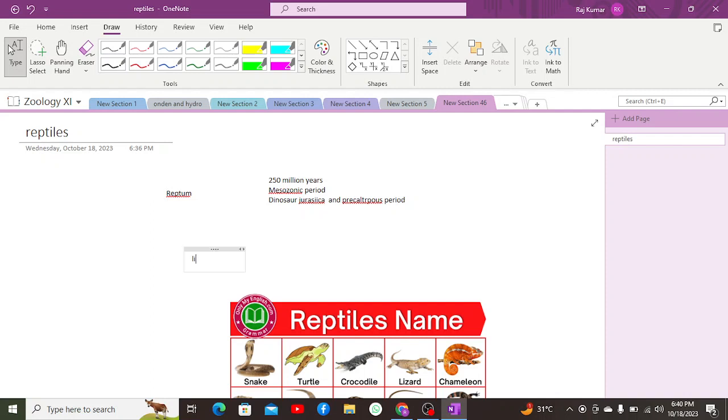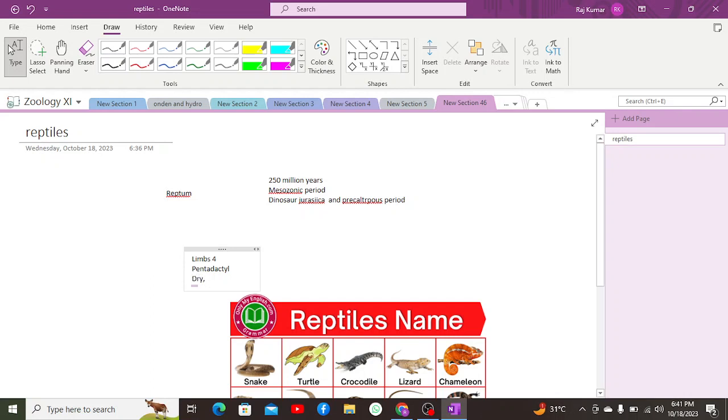Let us discuss their limbs. They have four limbs, two pairs of limbs, which are pentadactyl with 5 units. Apart from that, these limbs have claws, which make them adaptable to grip themselves on the terrestrial land.